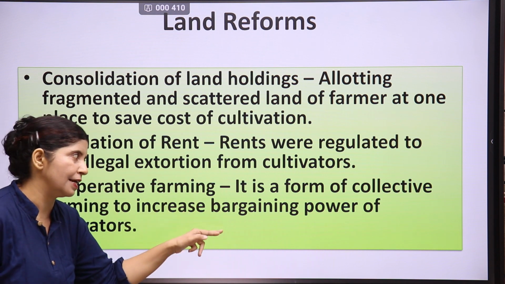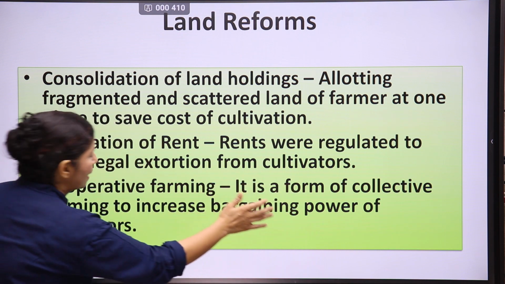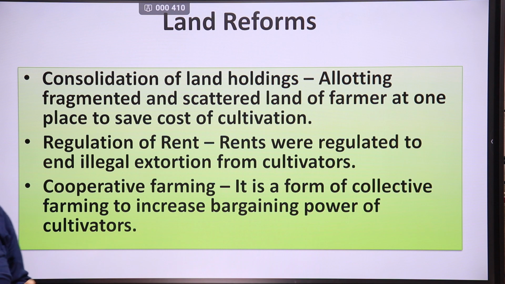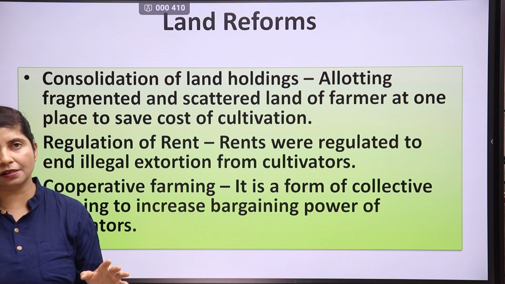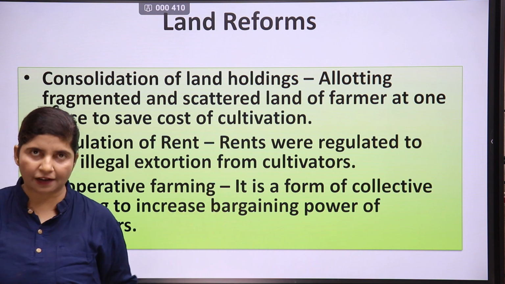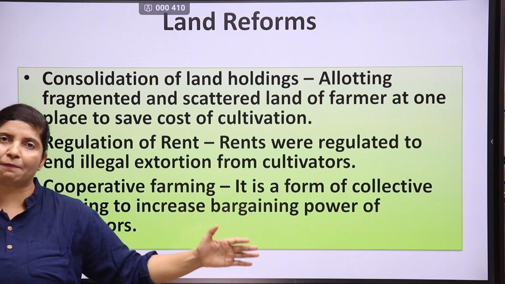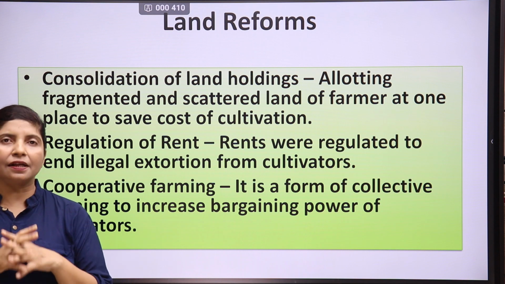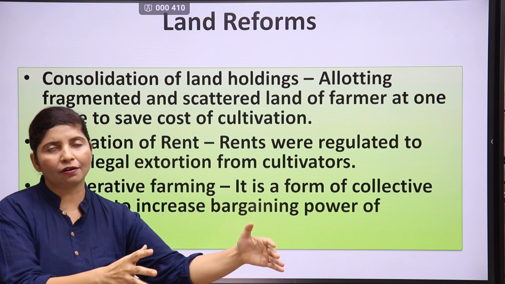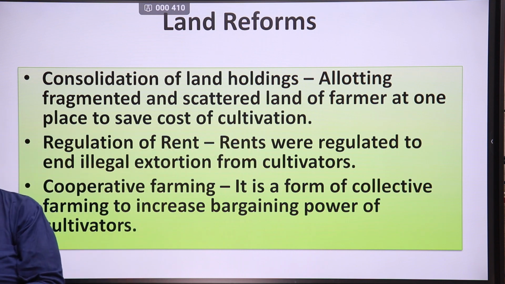Cooperative farming was encouraged. What is that? It is a form of collective farming to increase the bargaining power of cultivators. For example, if you have a group of 20 farmers and you 20 farmers have small pieces of land, but if you combine all those small farms together, it will become a very big farm. And now you can cultivate tomatoes on that land and those tomatoes you can sell to the Maggi ketchup industry, or some Kisan ketchup industry firm.